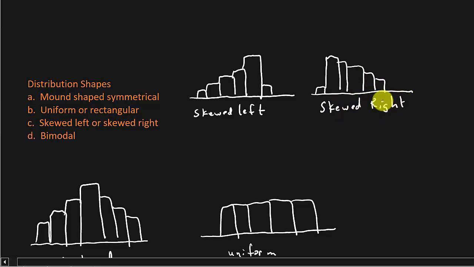And yeah, I know it kind of looks like they would be called the opposite, wouldn't it? It seems like the big part being over here would be skewed right, and the big part over here would be skewed left, but it's not. So if that's what you're thinking, just remember it's the opposite of what you're thinking. It's the lower part right here, skewed left. The lower part over here, skewed right.